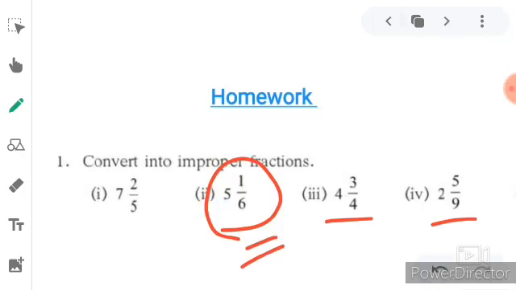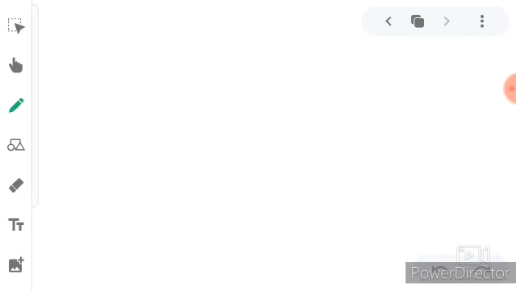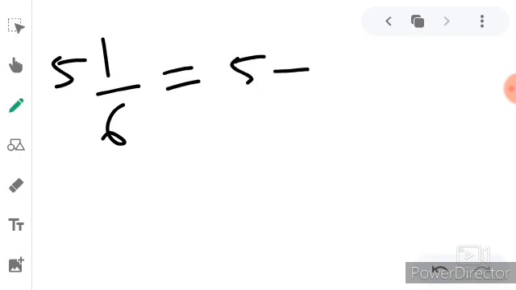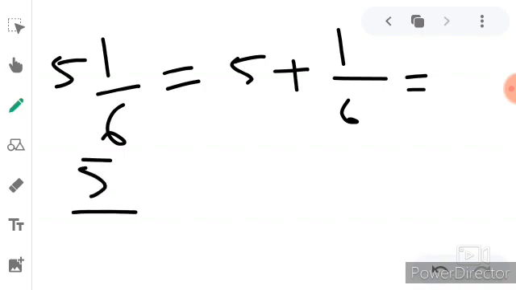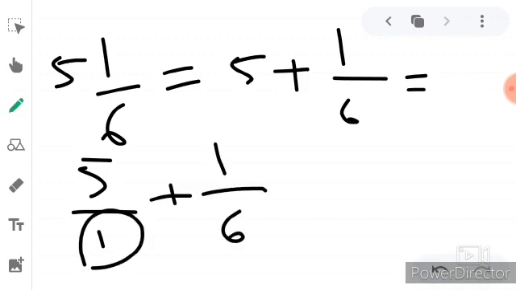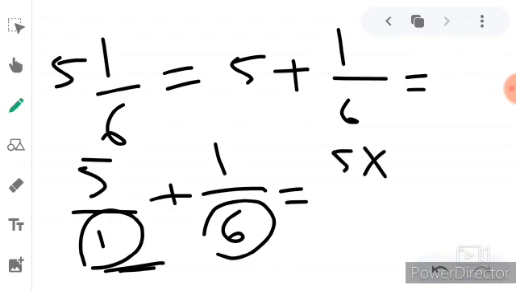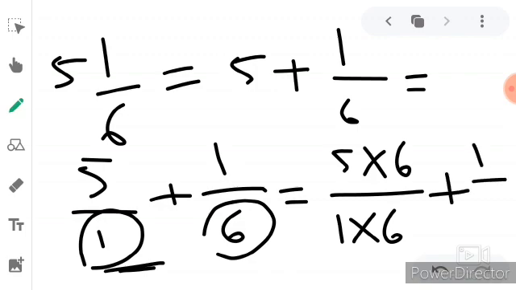What is the example? 5 whole number 1 upon 6. So write down first 5 whole number 1 upon 6. Then equal sign, then put the plus sign between them. 5 plus 1 upon 6, then is equal to 5 upon 1 plus 1 upon 6. Here students, both denominators are different, so you will have to convert this 1 into 6. So multiply 5 upon 1 by 6. So 5 multiplied by 6, 1 multiplied by 6 plus 1 upon 6.